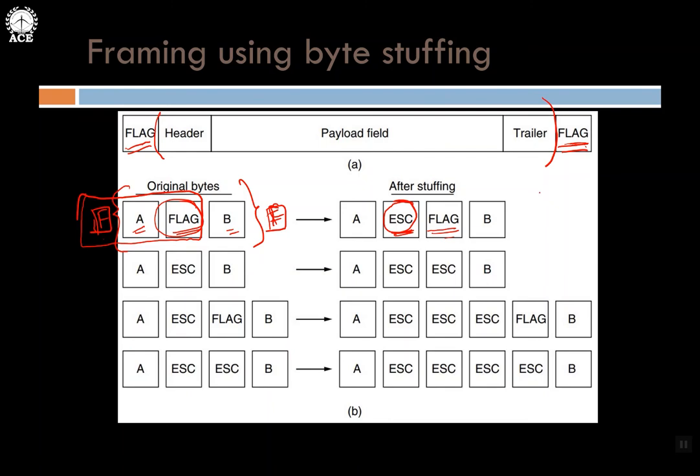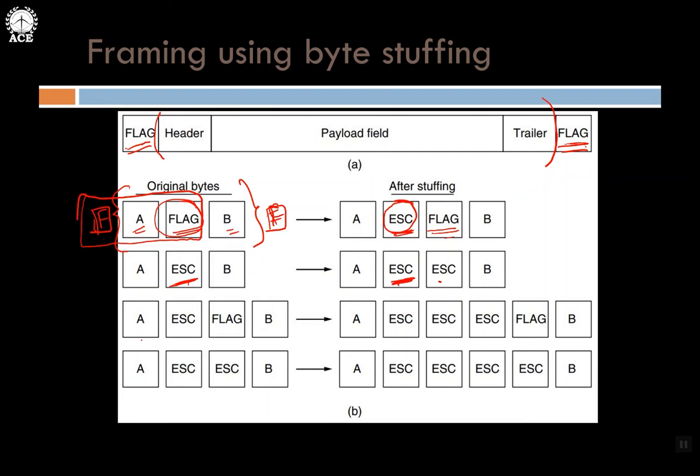I hope you are getting my point. Now sometimes a problem will happen: the escape character may also become part of the data. So this is my original data, and escape is occurring here. In that case we follow the same protocol. We stuff another escape character, so escape and escape. The first escape will be removed and the second will be taken as data. It is not a delimiter, right?